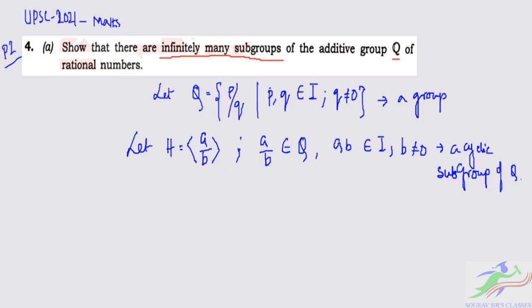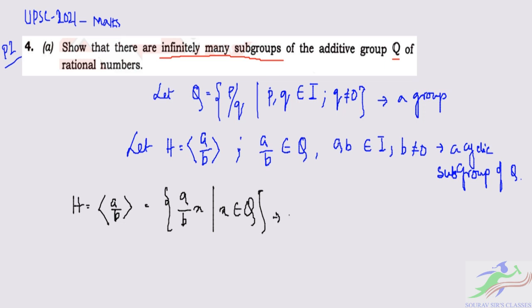This is a cyclic subgroup of Q, of this additive group. Now clearly you can see that H is equal to a by b times x, where x also belongs to Q. So it is an infinite cyclic subgroup of Q.